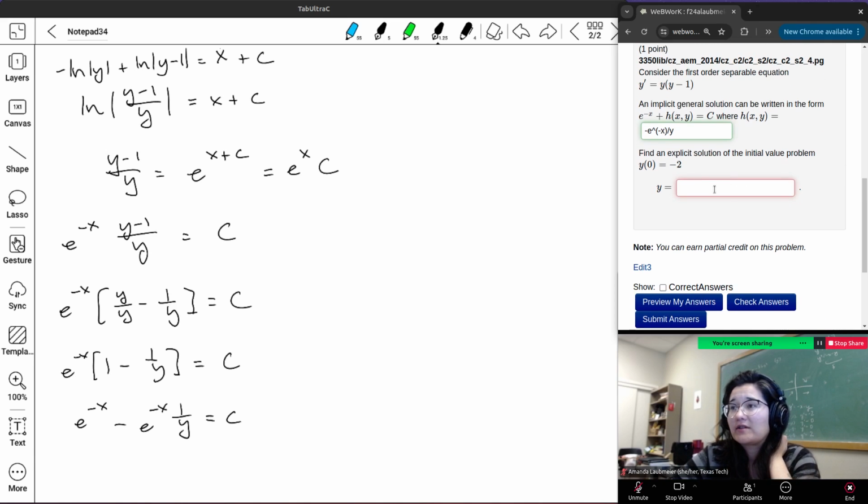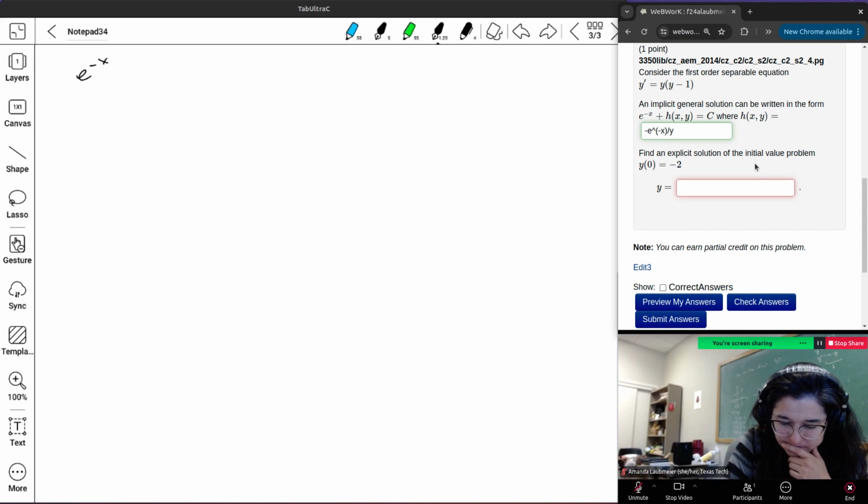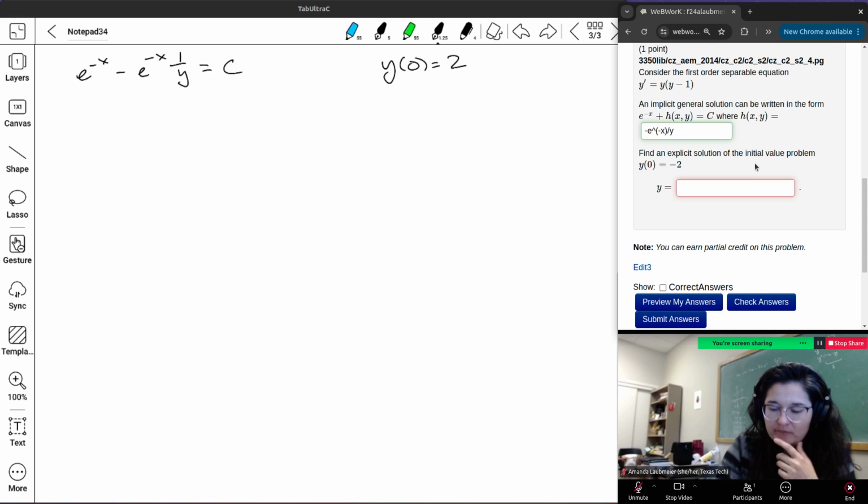So then I can move on to the next part, which is finding an explicit solution given y of 0 equals minus 2. So I'm going to go ahead and go to a new page. So we just have to solve for C and then isolate y, that's the explicit solution part, and solve for C is the initial value problem part.